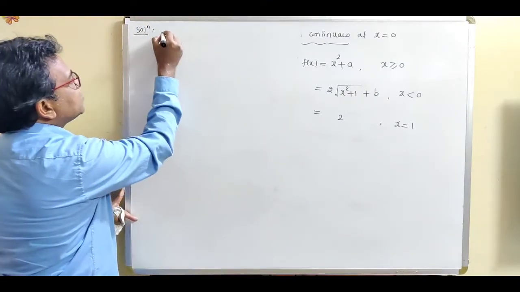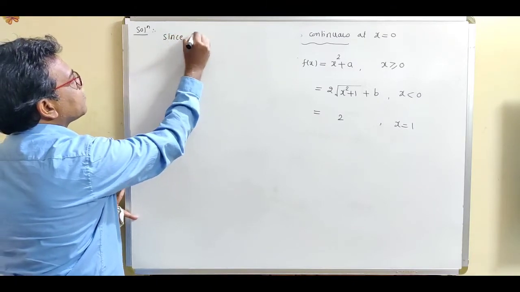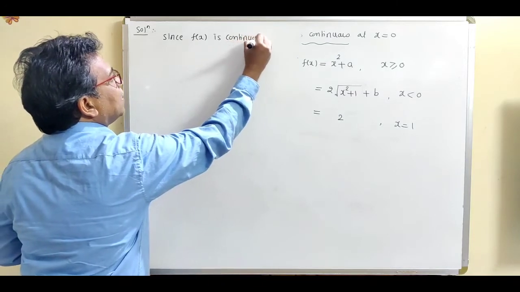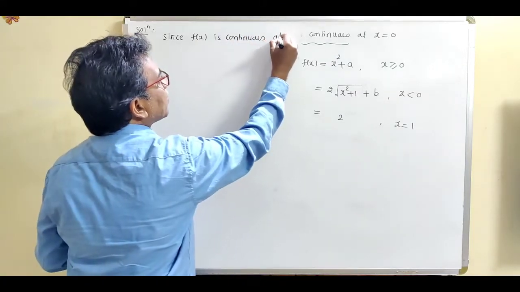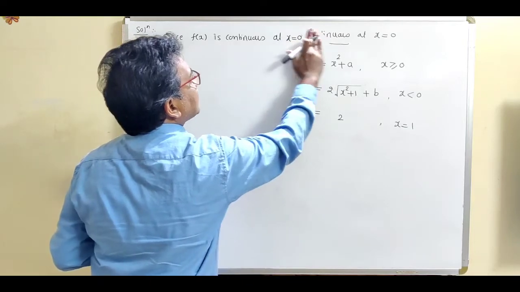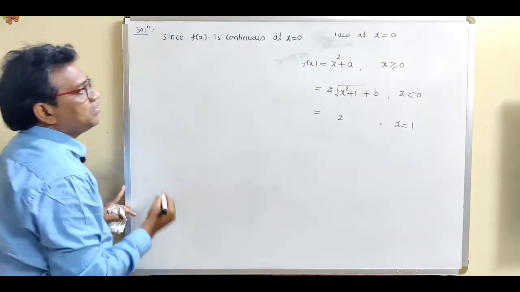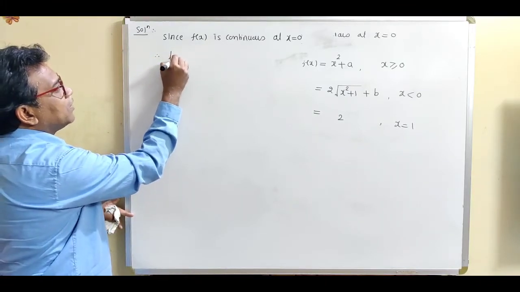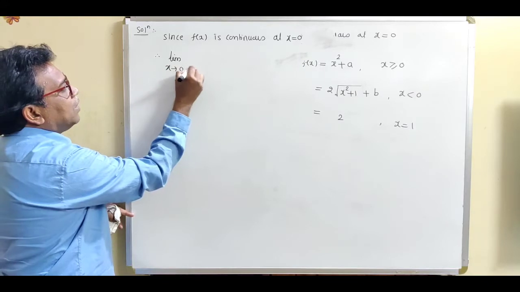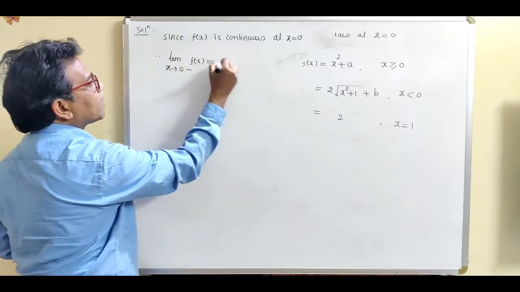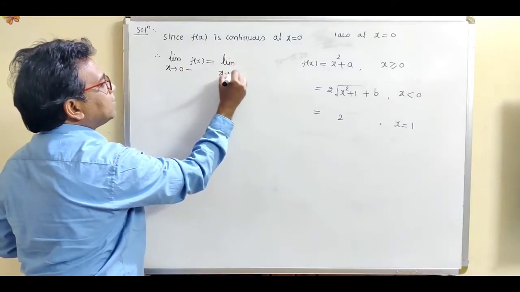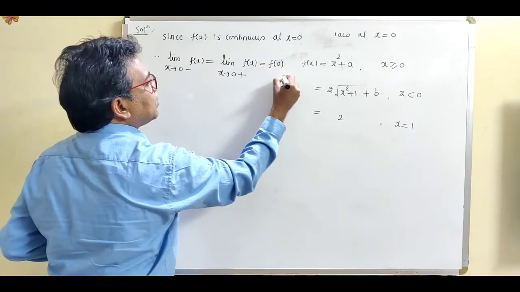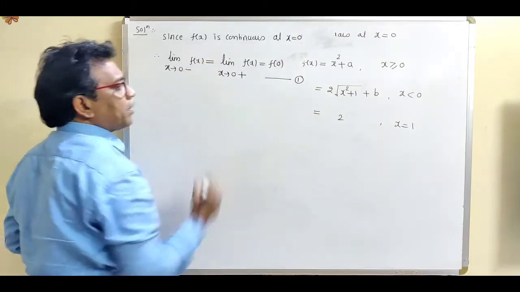So what is the given condition? So use this condition, since f(x) is continuous at x equal to 0, that is the given condition. So use the definition of continuity. What is the definition of continuity? Therefore this is the definition. Limit from left is the same as the limit from right, and this is the same as the value of function. So this is our known equation, which is equation number 1.